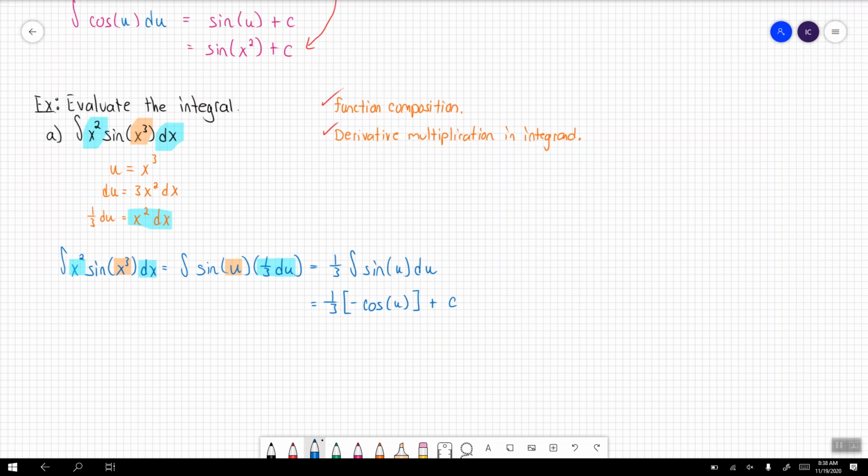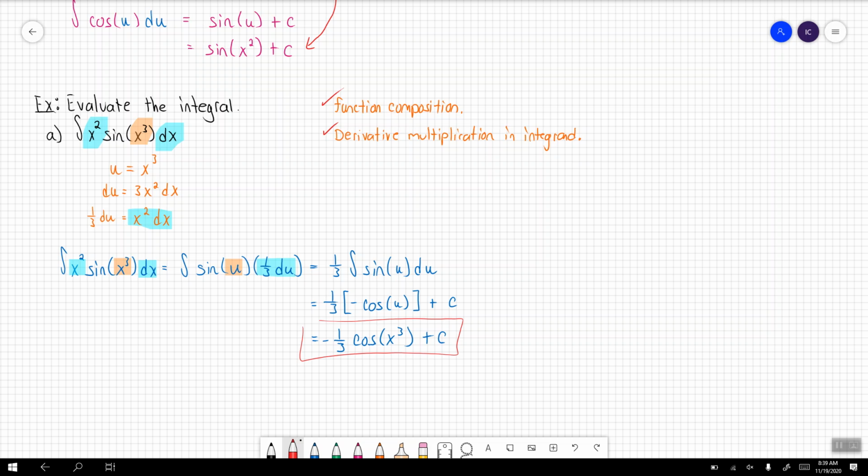Okay, but again, the initial integral was in terms of x. We're going to go back and resubstitute to make sure that our answer is in terms of the variable that was given. So our answer is negative 1/3 multiplied by cosine of u, where u was x cubed, plus c. And there's our final answer. This is what we want to see. Right? At least this is what I want to see.